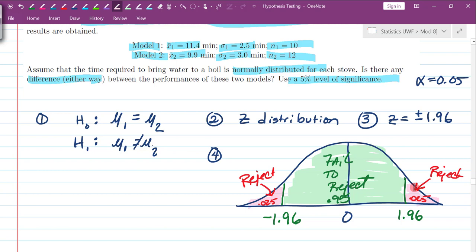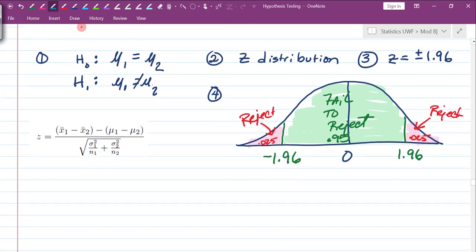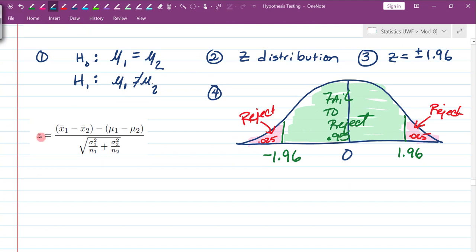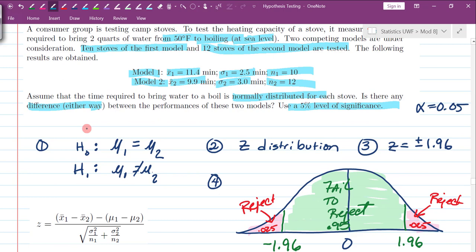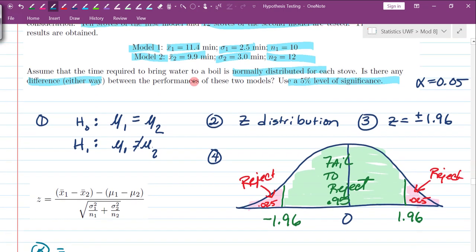Now the test statistic is a little tricky, so I'm going to cut and paste it in real quick so we have that right in here for step number 5. Okay, so step number 5 is we're going to calculate our test statistic. It's going to be x bar 1 minus x bar 2. So I'm going to come up here. X bar 1 is 11.4 minus 9.9.